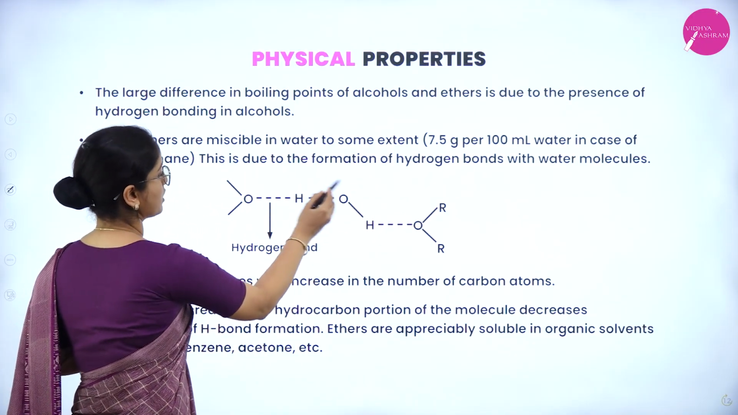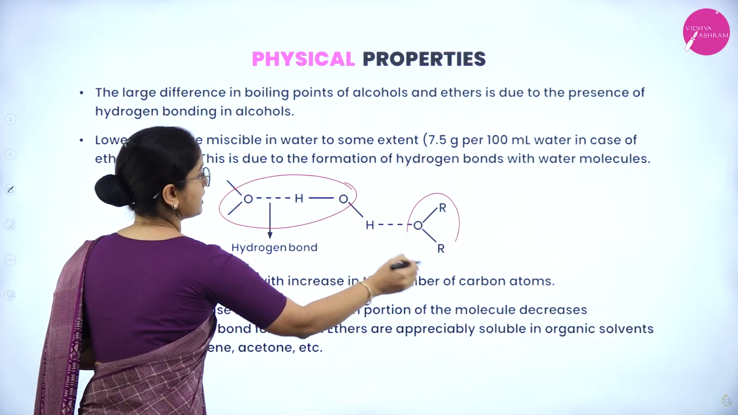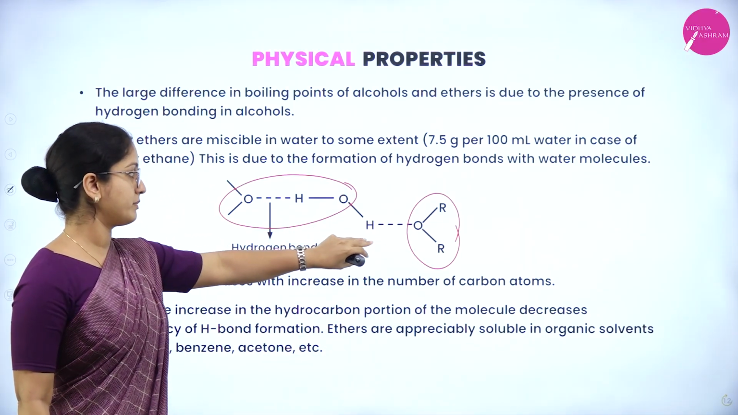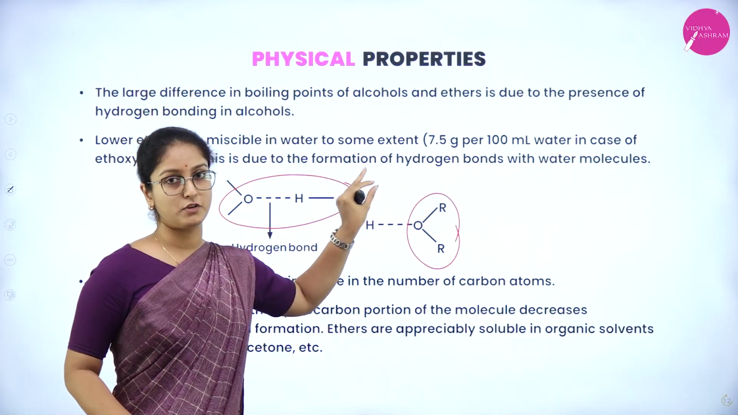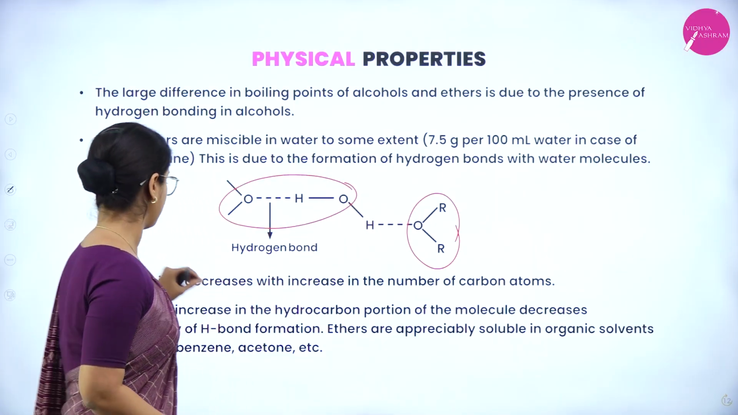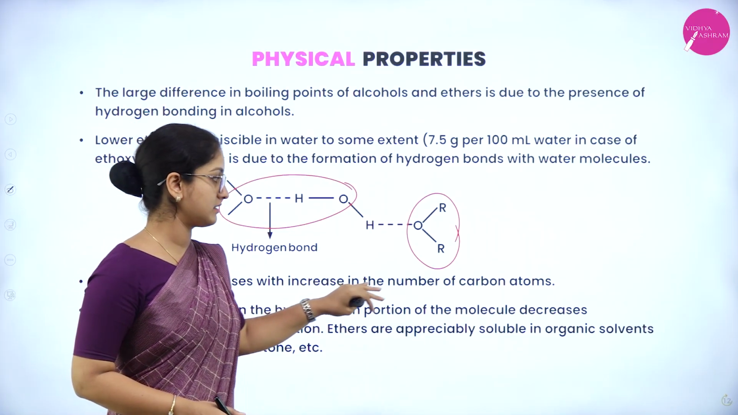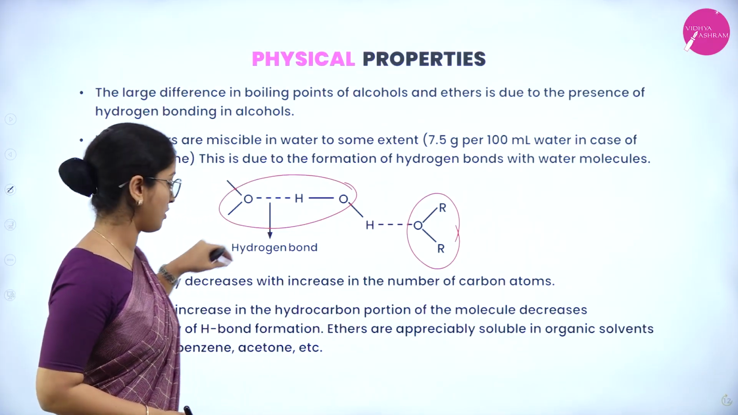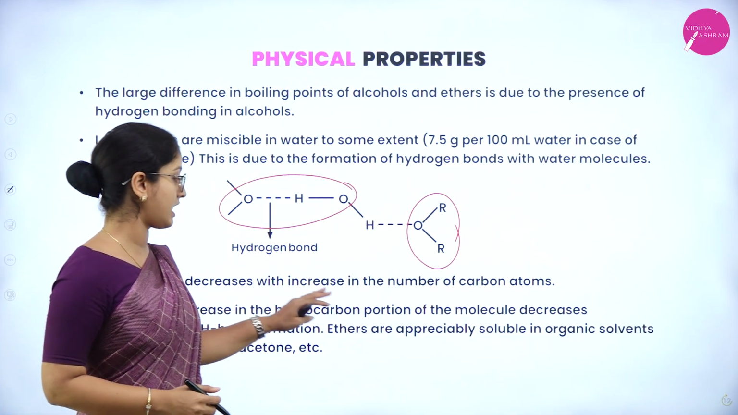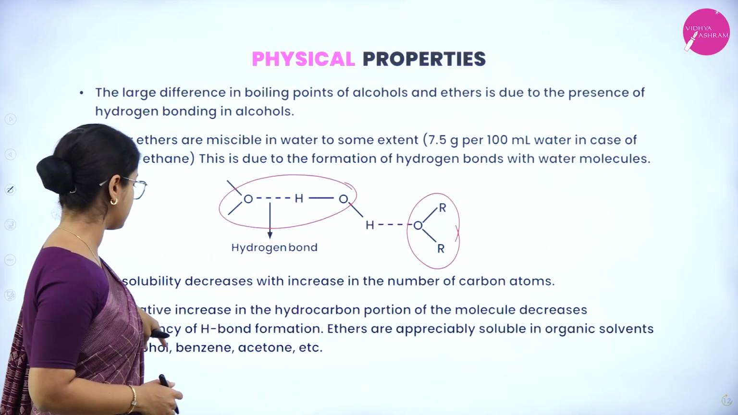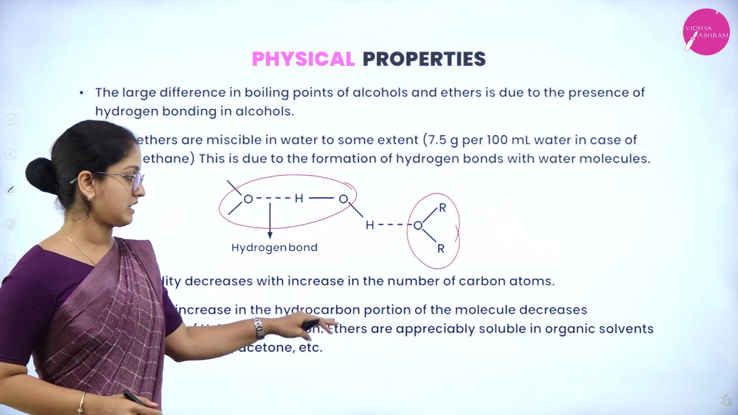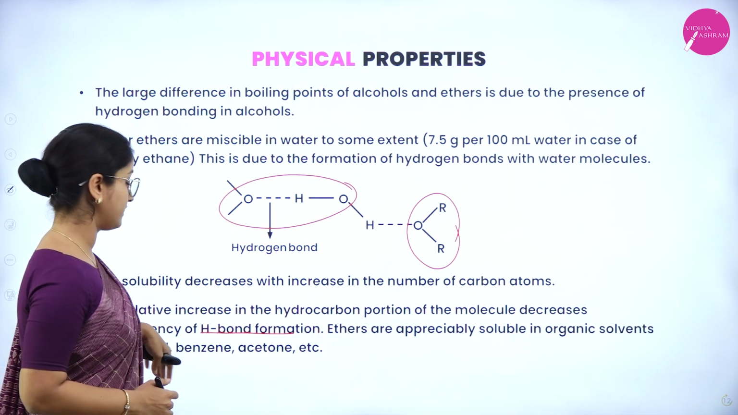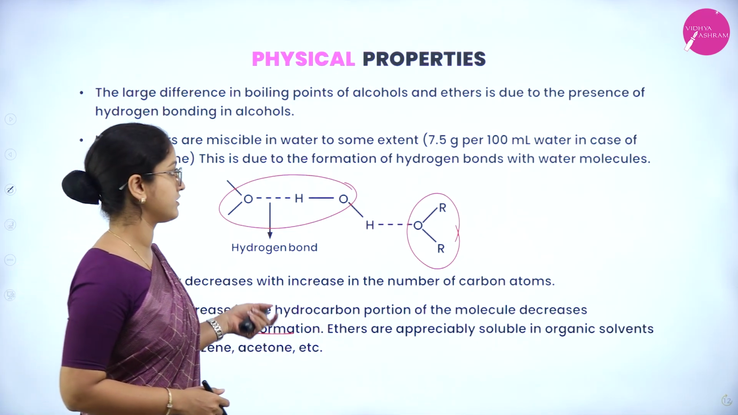So this is a water molecule and this is an ether. There is a bond between the electronegative oxygen atom and the hydrogen, which is responsible for being polar in nature. The solubility decreases with an increase in the number of carbon atoms in the compound. The relative increase in the hydrocarbon portion of the molecule decreases the tendency of hydrogen bond formation. Ethers are appreciably soluble in organic solvents like alcohol, benzene, etc.